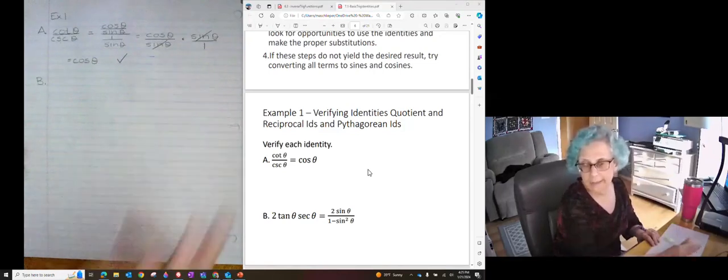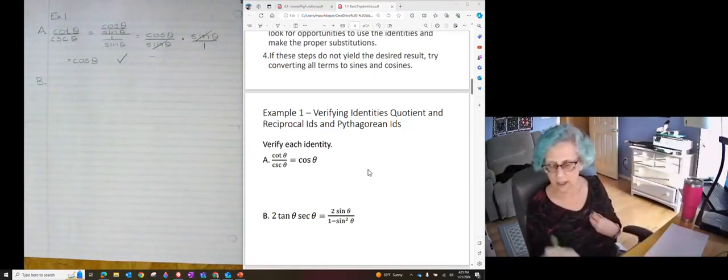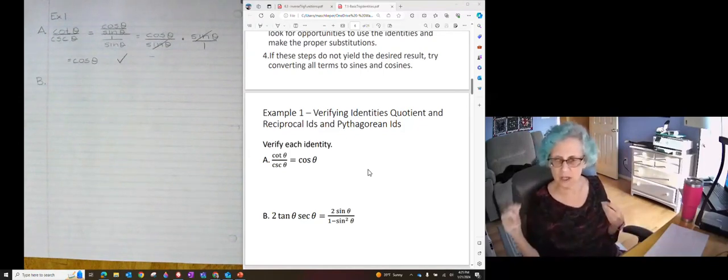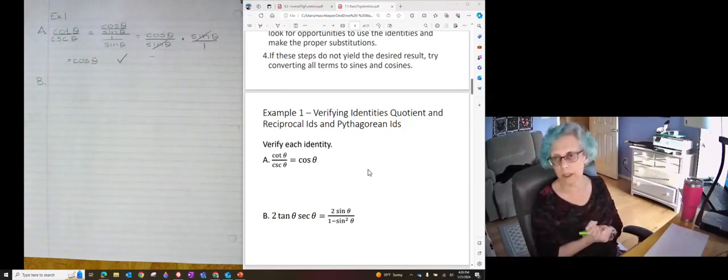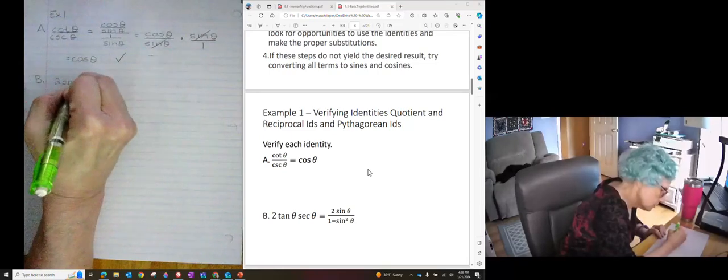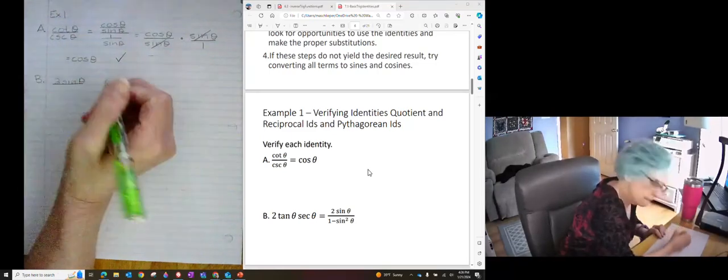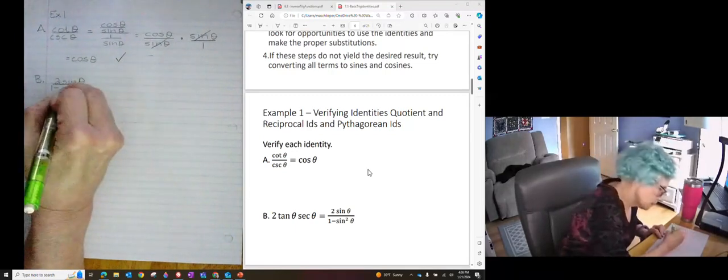B. Now I have tangent of theta secant theta equals 2 sine theta over 1 minus sine squared theta. This right-hand side looks a little more complicated to me. So I'm going to start with 2 sine theta over 1 minus sine squared theta.